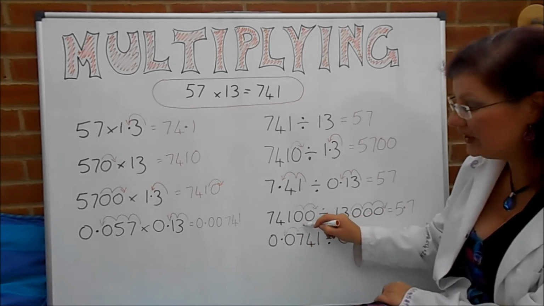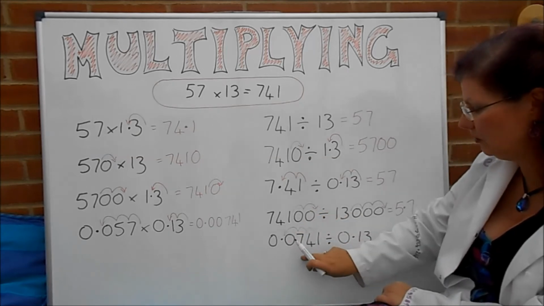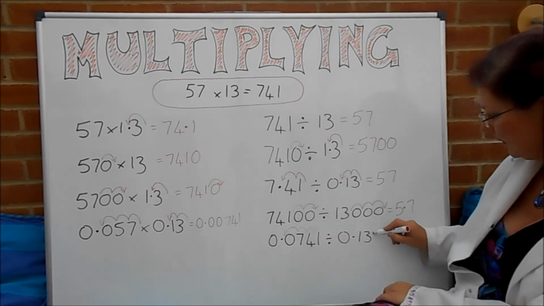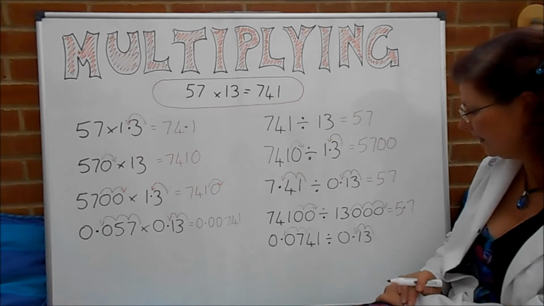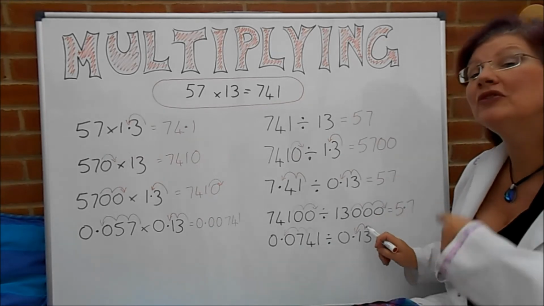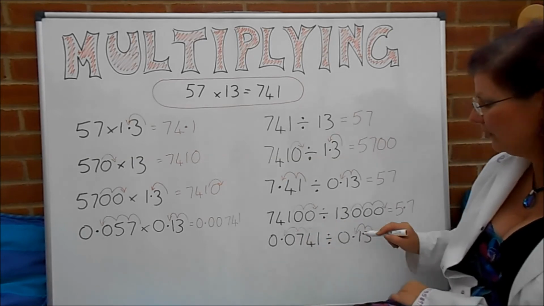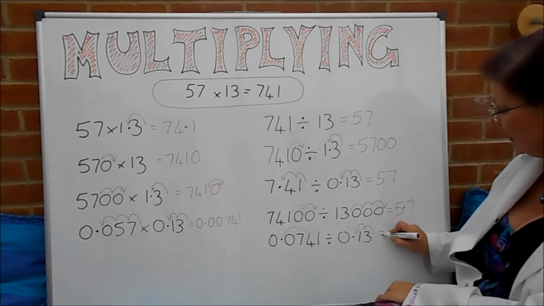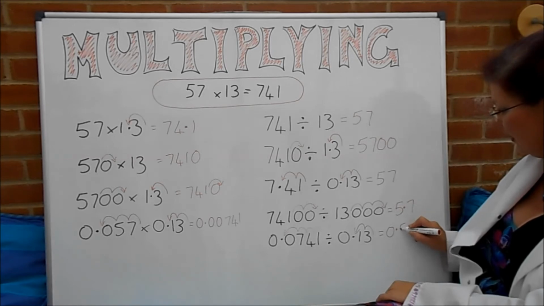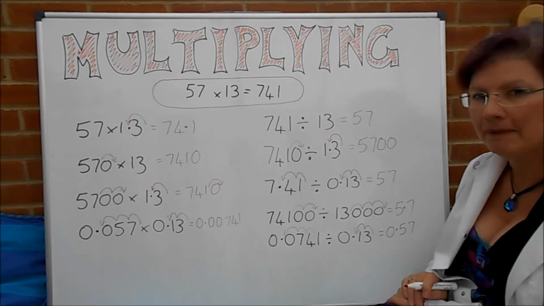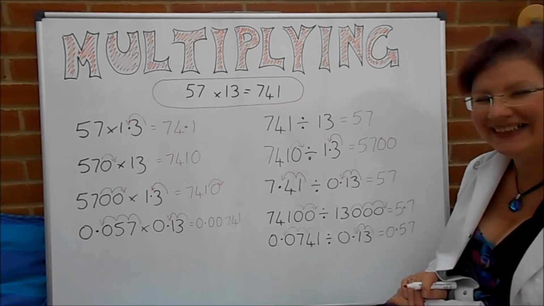Finally down here, 1, 2, 3, 4, 10,000 times. 10, 100, 1,000, 10,000 times smaller because of that. That's got 100 times smaller, which means your answer gets 100 times bigger. So 4 places to the left because of that, 2 places to the right because of that, and we end up with 0.57. Wow. Hope you got that.